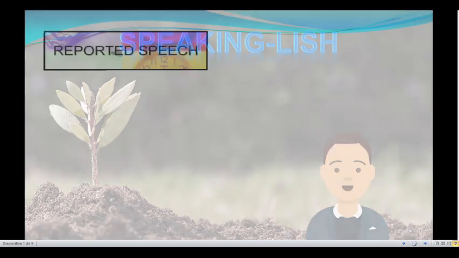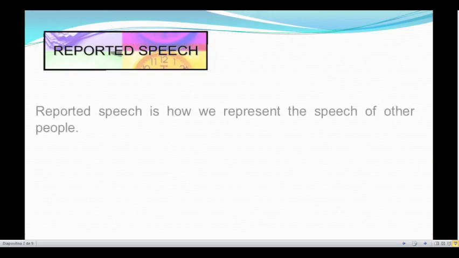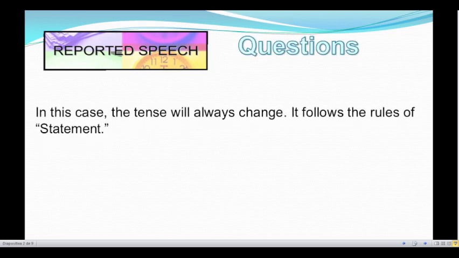Today we will continue learning about reported speech. Let's remember that reported speech is how we represent the speech of other people. But today we will study reported speech for questions. In this case, the tense will always change and it follows the rules of reported speech statement.